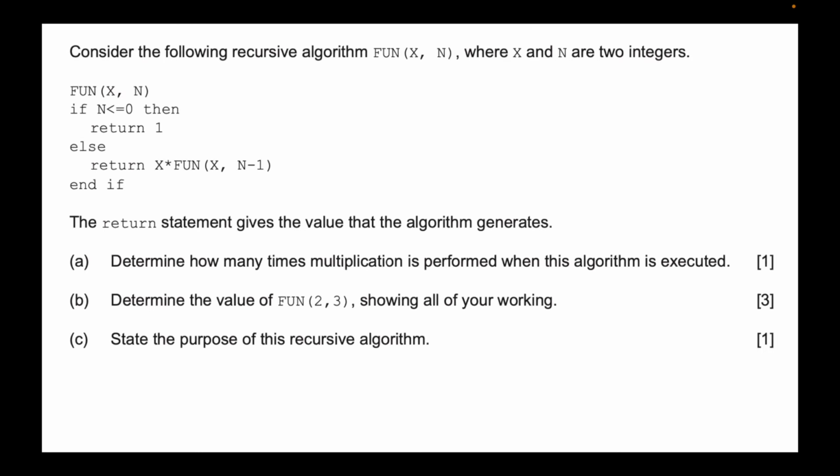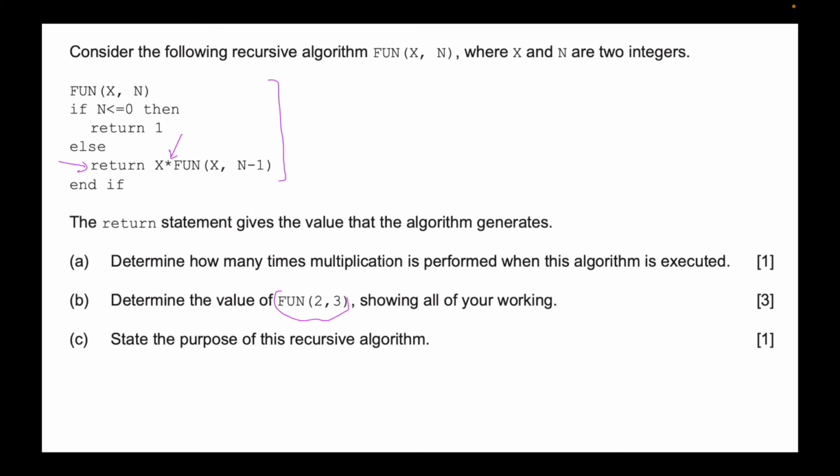Okay, so right here it says consider the following recursive algorithm fun x9 where x and n are two integers. The return statement gives the value that the algorithm generates. Determine how many times multiplication is performed when this algorithm is executed. So in this whole function, we are just performing multiplication right here. That means however many times we hit this line of code, that's going to be the number of times that multiplication is performed.